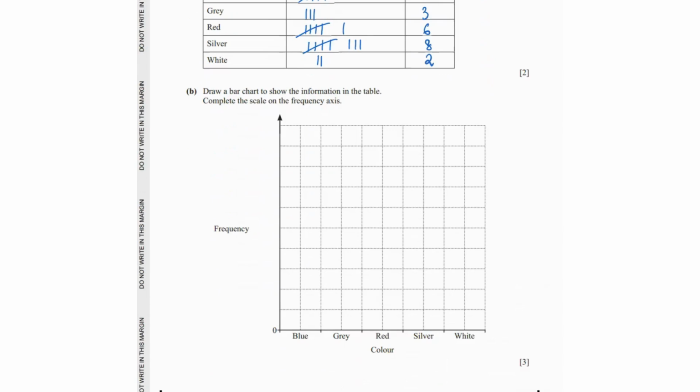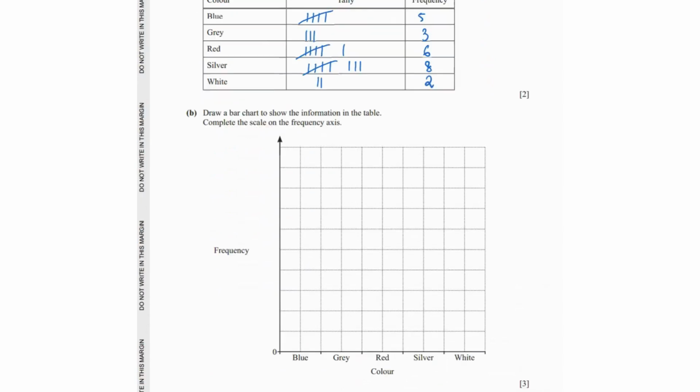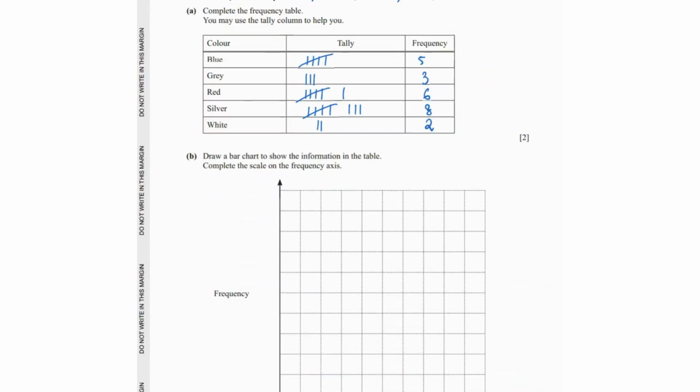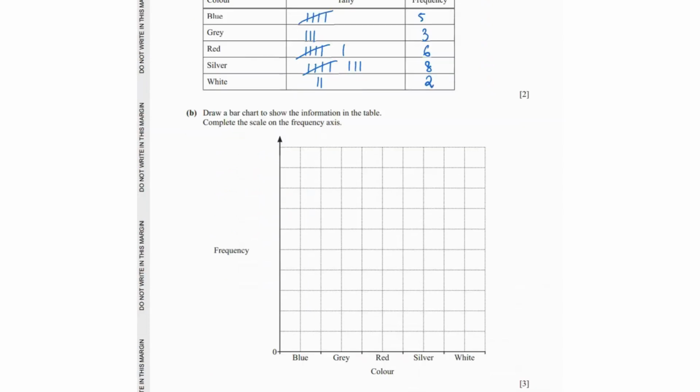Then draw a bar chart to show this information in the table. Complete the scale on the frequency axis. So to show the bar chart, we have 5 blue. So for the scale, we can say it's 1, 2, 3, 4, 5, 6, 7, 8. We can use this scale. So we draw one bar with the height of 5 for blue.